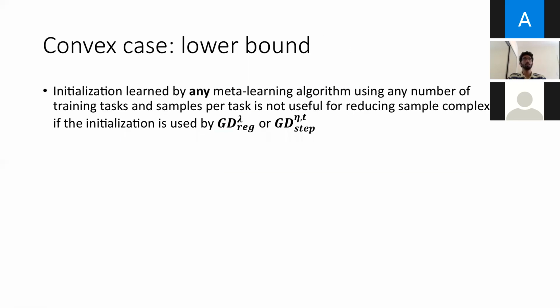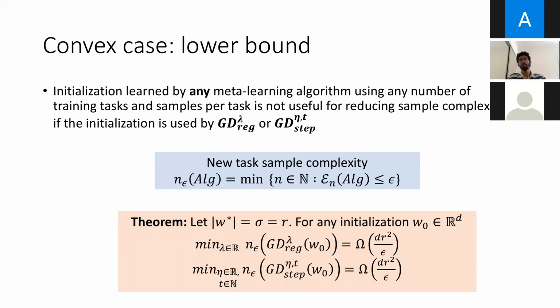Okay, so the statement of the lower bound says that any meta-learning algorithm, using any number of training tasks and any number of samples per training task, cannot learn an initialization that's going to be very good if the initialization is going to be used by one of the following algorithms for a new task. And by not very good, I define this new task sample complexity, which for any algorithm is the smallest value of n for which the excess risk can be made smaller than epsilon.